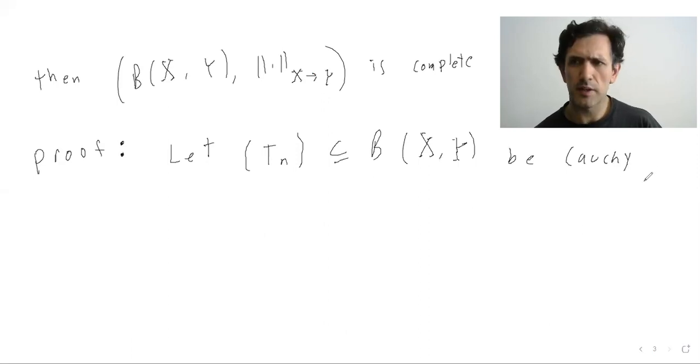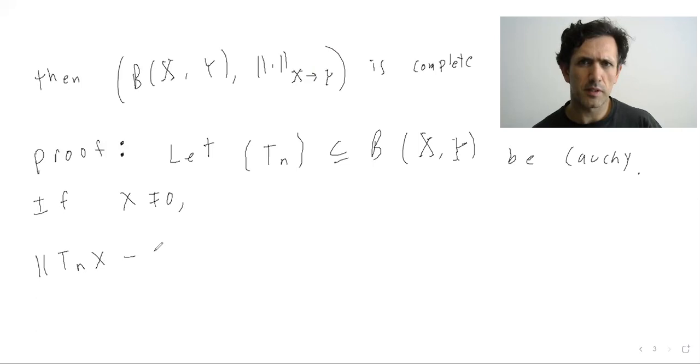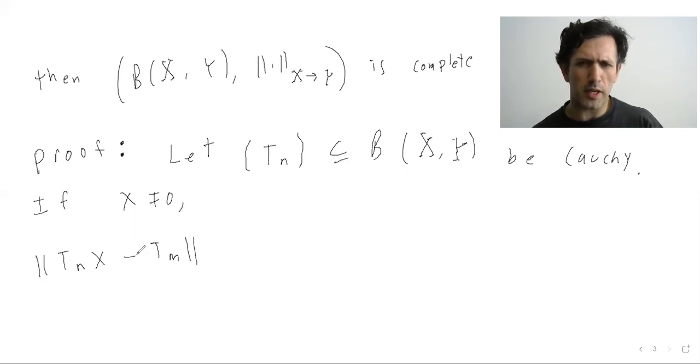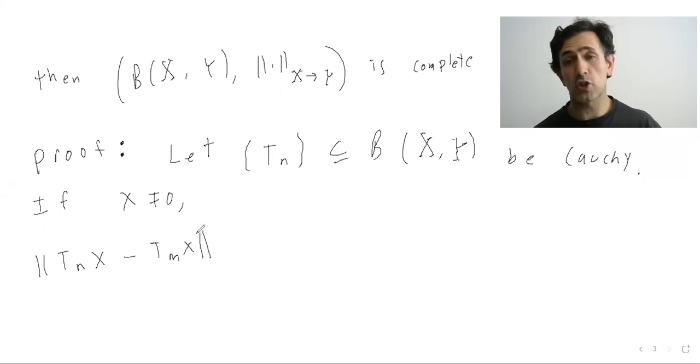So let's assume this is Cauchy. If x is not equal to 0, then let's look at the following. Anyway, I'll talk more about the consequence of this in a second. Okay, so what I want to do is prove that Tn applied to x is Cauchy. If that's true, then because Y is complete, Tn of x as n goes to infinity will converge to something. And I'm going to define my linear map from X to Y to be that something. So in particular, let's show that this is Cauchy.